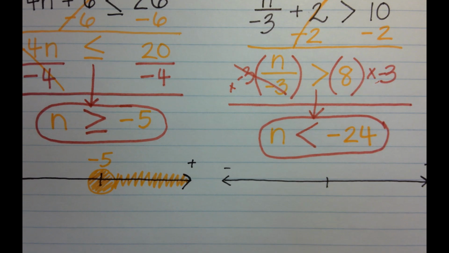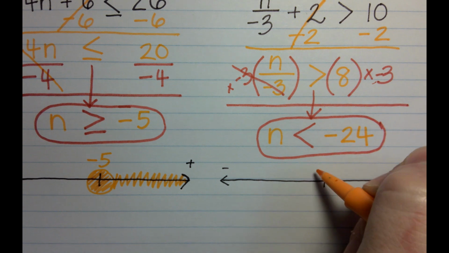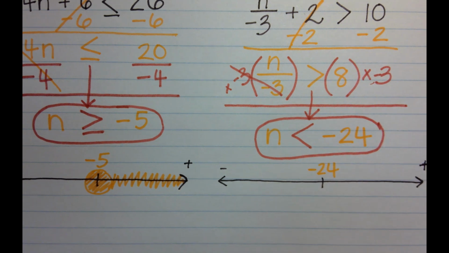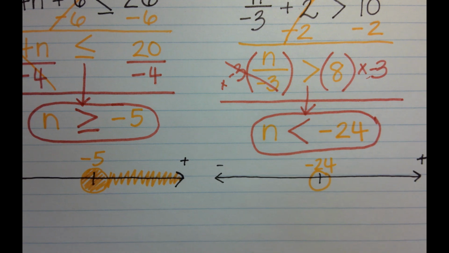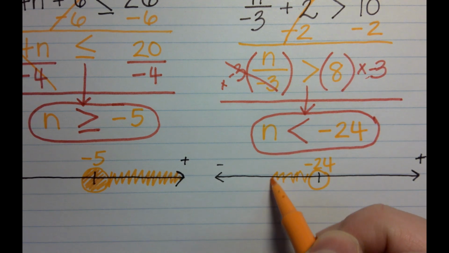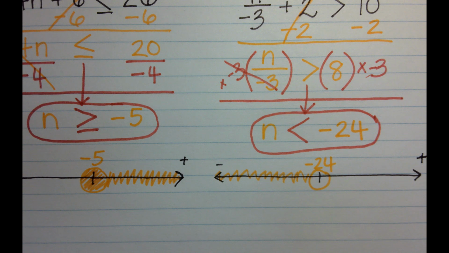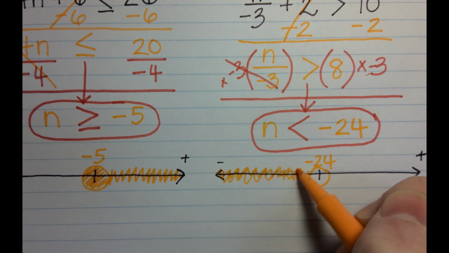Okay. What would my graph look like, real quick? -24 on my tick mark. Circle, open or closed? Open. What direction? Left. Very nice, guys. That's lovely.